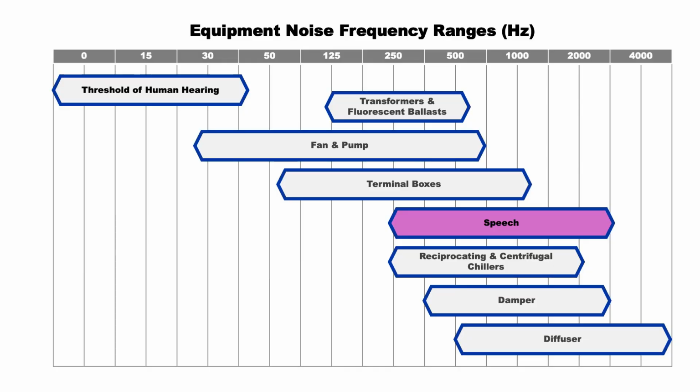But most of our experience in day-to-day life is not in that range. It's more in this 60 to 5,000 range. We can see where speech falls right into the middle of this, and then different types of equipment and what sort of noise they tend to produce in terms of frequency range.